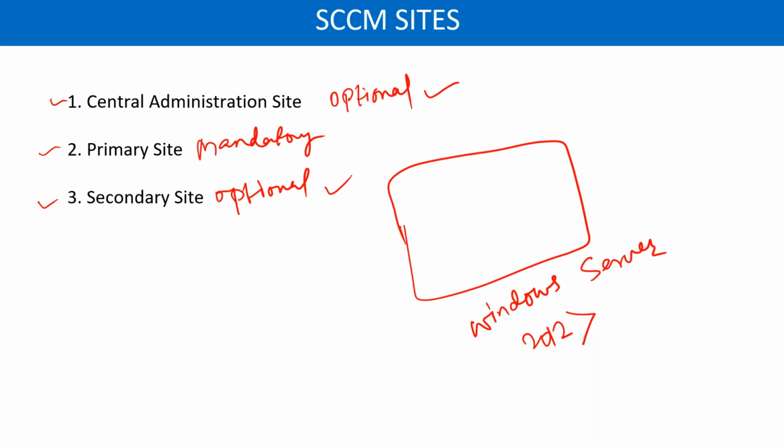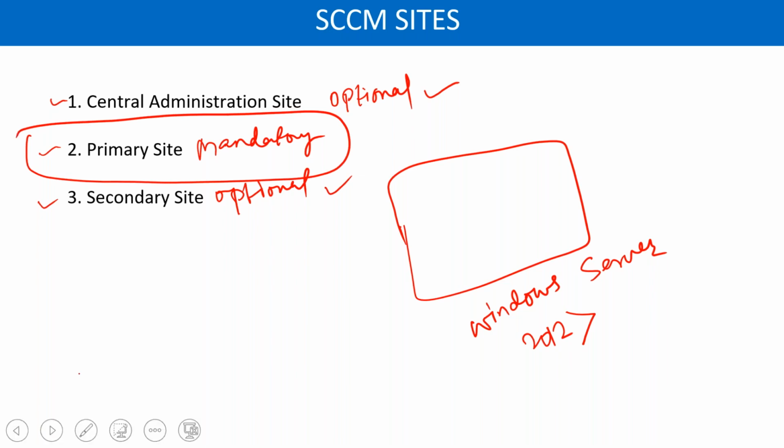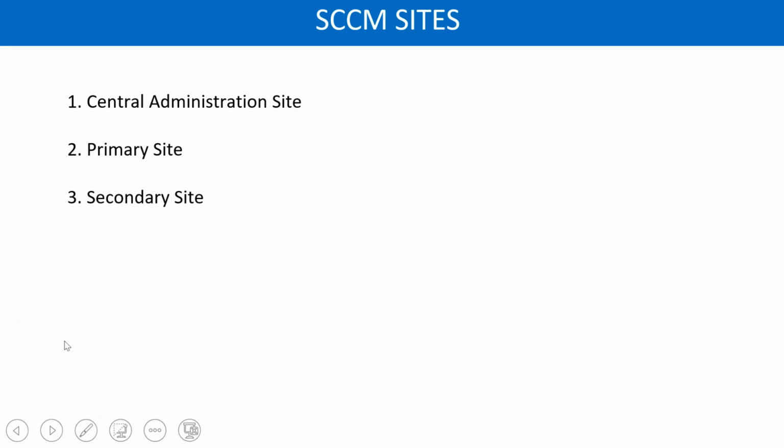These are needed only when you have certain conditions, which I will talk about later on: what the conditions are for a central administration site to exist, and what the conditions are for a secondary site to exist. But primary site is mandatory. You have to have this one. So there are 3 sites in SCCM: central, primary, and secondary. We'll talk about these sites later on.